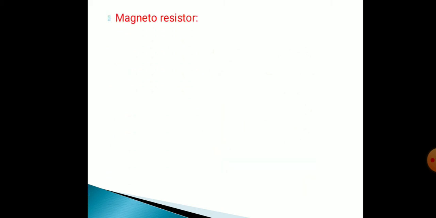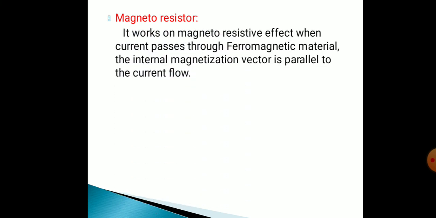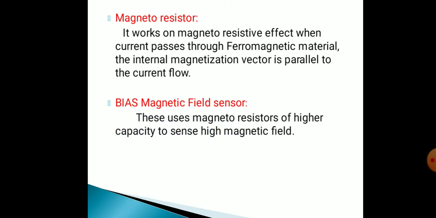Next is the magnetoresistor. It works on the magnetoresistive effect when current passes through a ferromagnetic material. The internal magnetization vector is parallel to the current flow, but the external magnetic field is applied in a direction opposite to the current flow. The internal vector changes its position. The magnetoresistor can be connected in a Wheatstone bridge form to detect the magnetic field. Next is the bias magnetic field sensor. These are magnetoresistors of higher capacity to sense high magnetic fields.